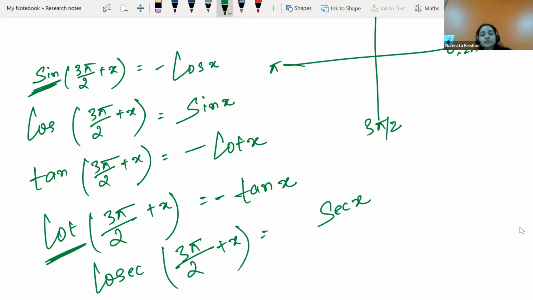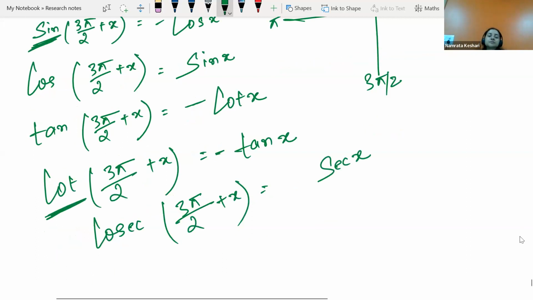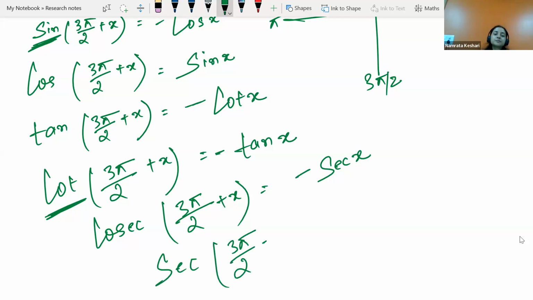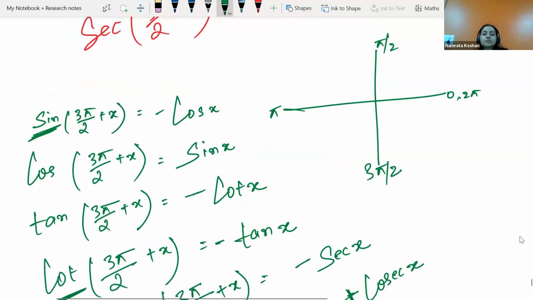Positive or negative, cosec? Negative. Right? Second, positive or negative? Negative. Is it negative? Oh, sorry. Positive. It's positive. Are you getting it, Ali?